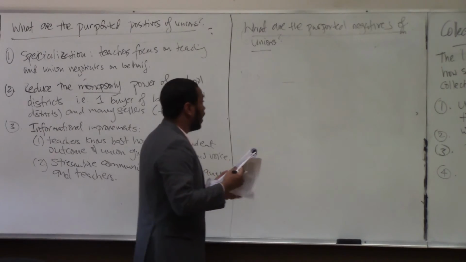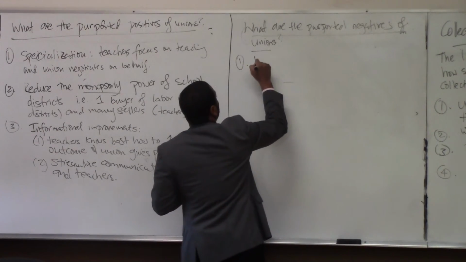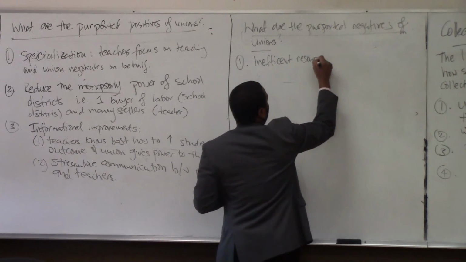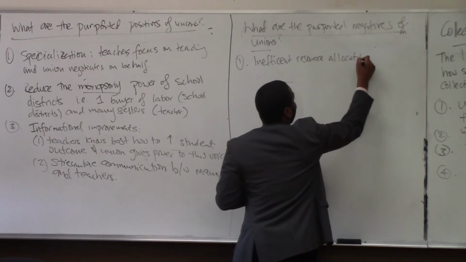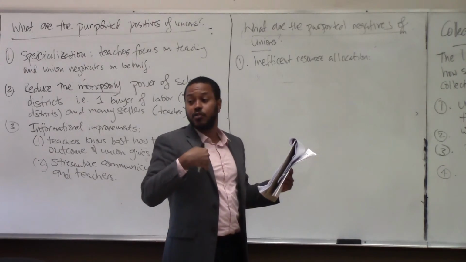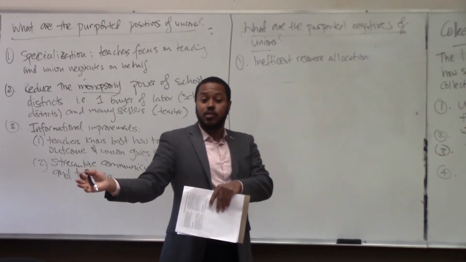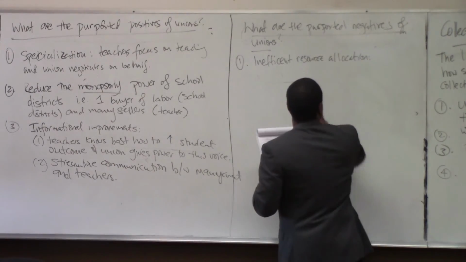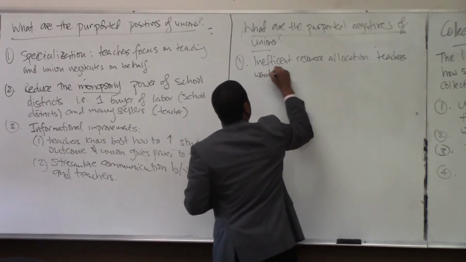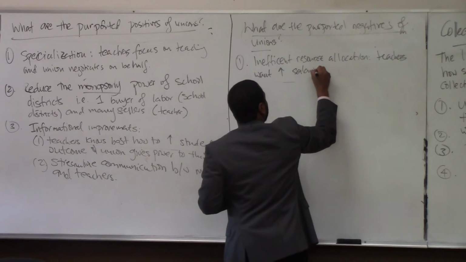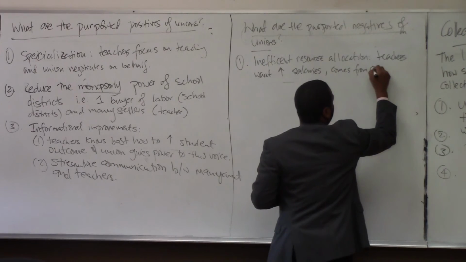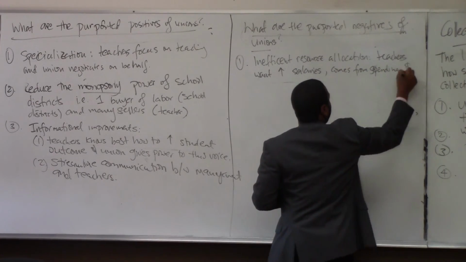Inefficient resource allocation? Yep. Why might we have inefficient resource allocation? Because if you have a fixed budget and a lot of it's going to salaries, that means less is going to other resources. Exactly. And so the basic idea is unions are advocating for teachers. Teachers want higher salaries, right? The higher salaries have to come from somewhere else, and that's going to redistribute money from other uses towards teacher salaries, right? So inefficient resource allocation. So teachers want higher salaries. And that comes from spending money on other stuff.